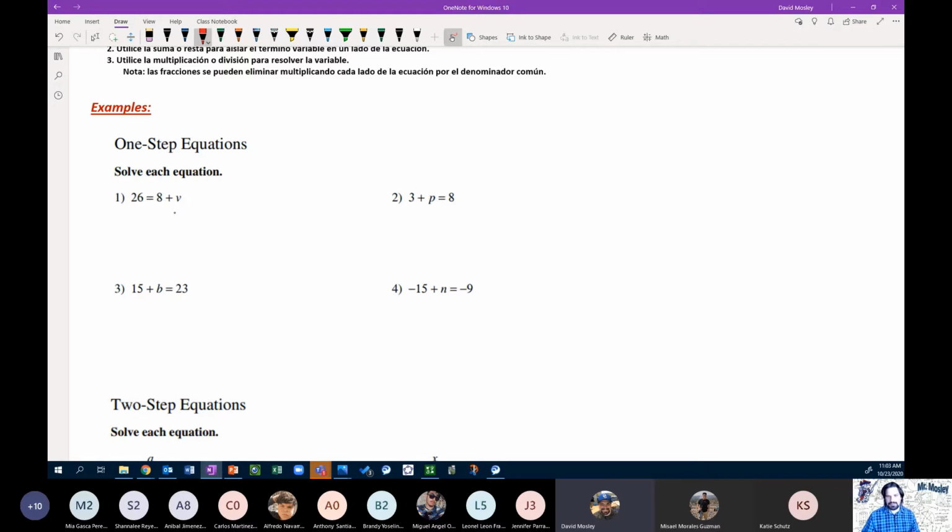Yeah, they don't need to worry about what those are at this point, but yeah, they have special meaning. So, okay, número 1. 26 igual 8 más v. Okay. We have a question. Oh yes, Sean. ¿Qué pasa si ponemos la I y la E?